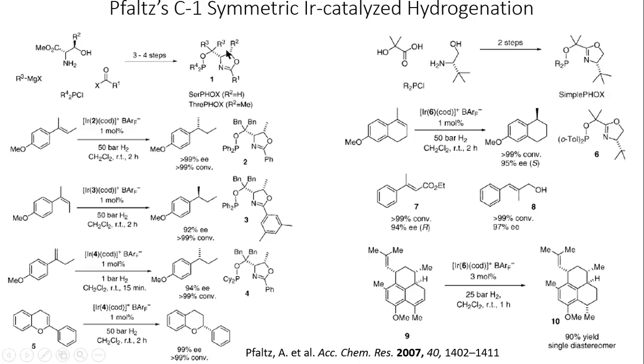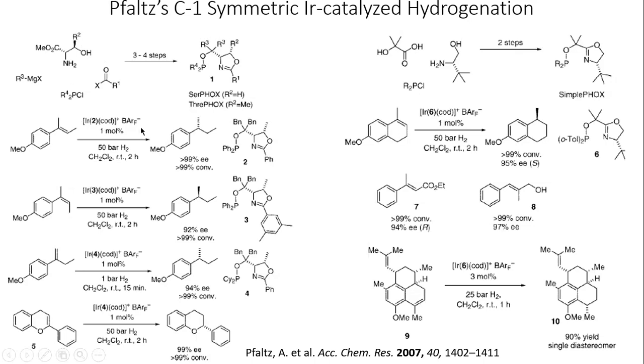And on SerPHOX, the R2 is a proton, a hydrogen. And then on ThrePHOX, R2 is a methyl group. And with this, with the C1 symmetric ligands, which is his niche, that's his area. He specializes in C1 symmetric ligands for asymmetric reactions. So this is the synthesis of it. You start out with this amino acid derivative, and in three or four steps, you can generate the SerPHOX or ThrePHOX ligand. And he's using that with a cationic iridium source, right?